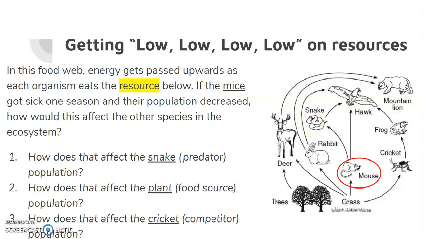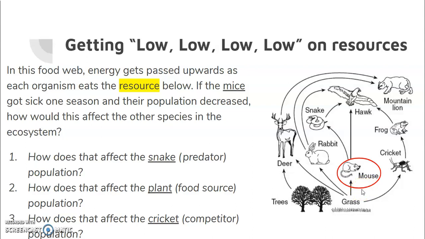For question 2, how does it affect our plant species? The grass, again, will be directly affected by the mouse because the arrow is pointing directly from the grass to the mouse. If that resource, the mouse, decreases, now the grass has one less predator. So the grass population might increase.